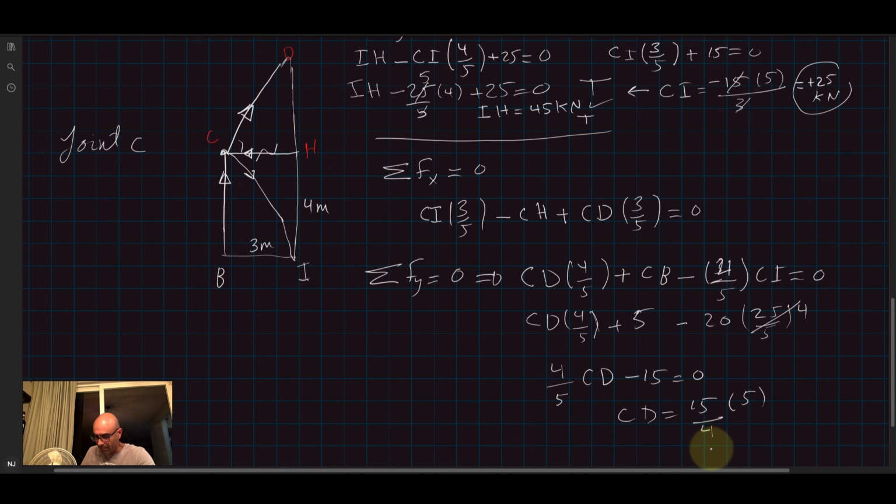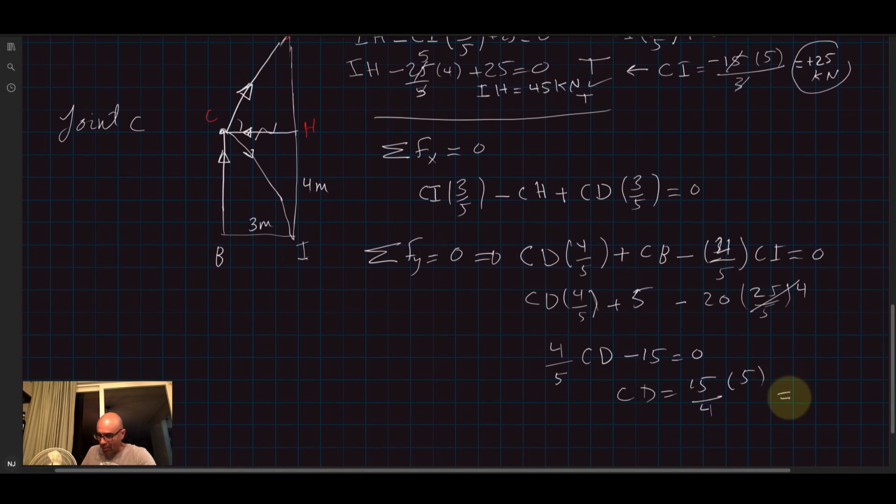Okay? And if we do this correctly, we get CD is 18.75. So I'm going to write this here. CD is equal to 18.75 kilonewton, and it is positive, which means that our assumption about it, that it is going to be tension, is a good assumption.